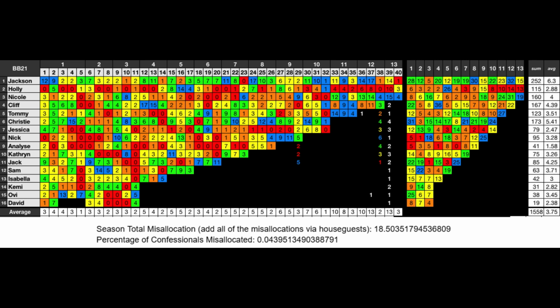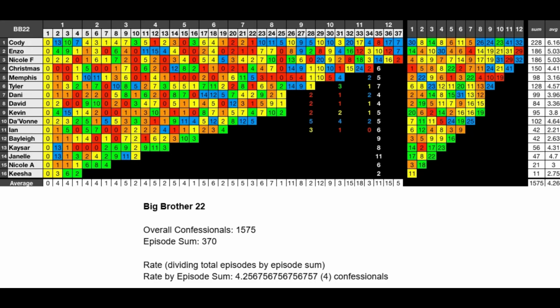And that's the result. On to the final season in this era is Big Brother 22, which has an overall confessional amount of 1,575 and an episode sum of 370. So with the former being divided by the latter, we have a rate by episode sum of 4.25 confessionals, which is rounded down to 4 confessionals per house guest per episode in order to have a balanced and evenly distributed confessional diary room count and edit.